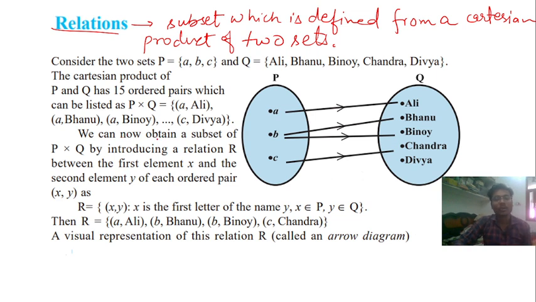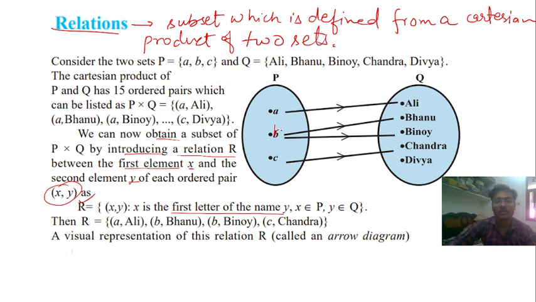we can now obtain a subset of P cross Q by introducing a relation R between the first element X and the second element Y. So we are going to write a relation such that (X, Y) such that X is the first letter of the name Y. Means we are defining a set such that if P has the letter A, then it will match only with the image where the name starts with the letter A.